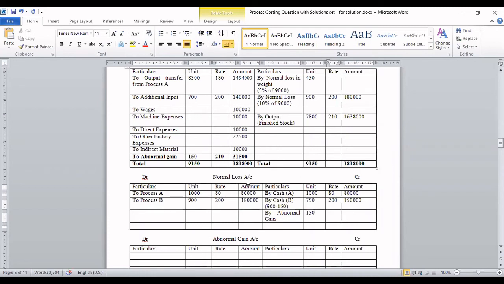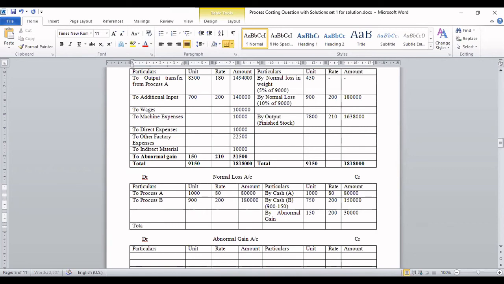See, I always tell you, beta, in the normal loss account, we always value everything at which price? Yes, Mansi, tell me. It is always at scrap value. Yes, this is a rule of thumb. Just learn it by heart or write it somewhere. In the normal loss account, we value everything at which price, bacha? Scrap value. So this abnormal gain will be valued at which price? Scrap value. And what is the scrap value for process B? It is 200. Very good, beta. So the amount should be 30,000. Very good. So in the normal loss account, you will not get any difference, bacha.